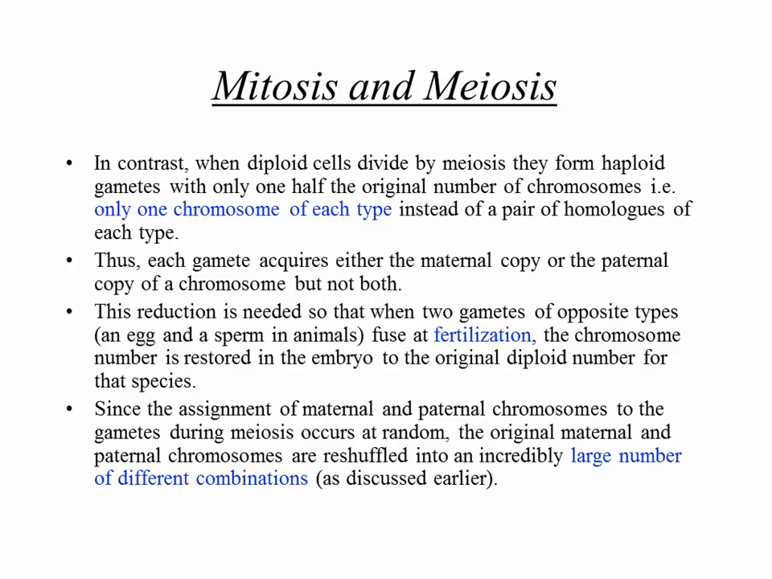In contrast, when diploid cells divide by meiosis, they form haploid gametes with only one half the original number of chromosomes. That is only one chromosome of each type instead of a pair of homologs of each type. Thus, each gamete is going to acquire either the maternal copy or the paternal copy of a chromosome, but not both. This reduction is needed so that when two gametes of opposite types, an egg and a sperm, fuse at fertilization, the chromosome number is restored in the embryo to the original diploid number for that species.